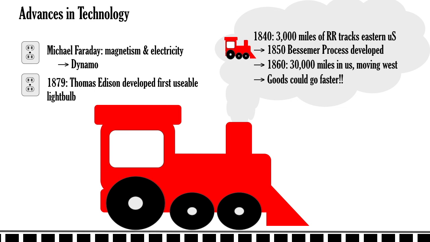Once the Bessemer process was developed, the process of making steel stronger became cheaper and more efficient. The amount of steel being produced then increased. With that increase, 30,000 miles of track would be placed in the United States moving further west. Now products could reach all parts of industrialized nations faster than before.